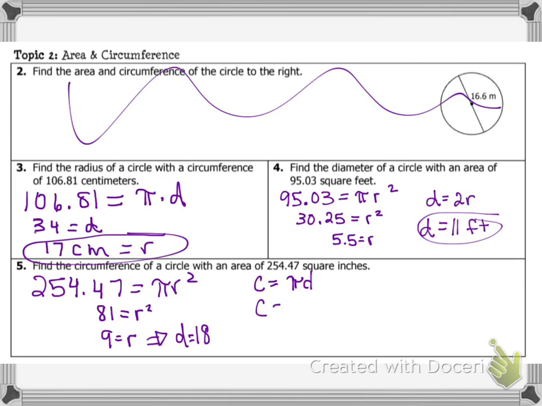So if I need a circumference, I use pi d. So my circumference is 18 pi inches. It's just a length. Yay! That is topics 1 and 2.